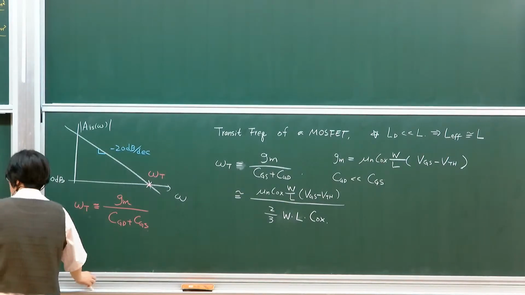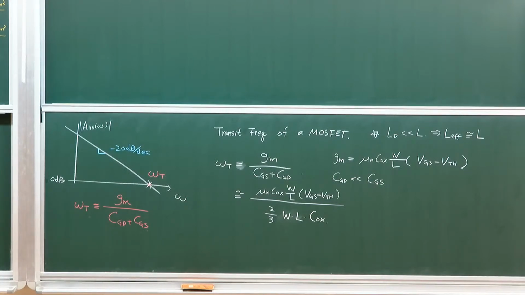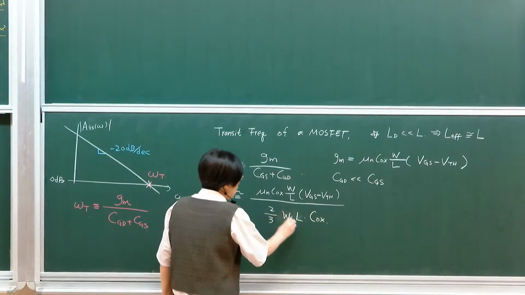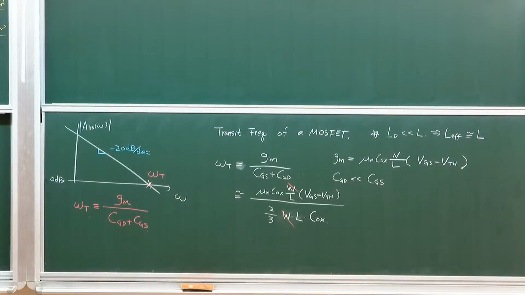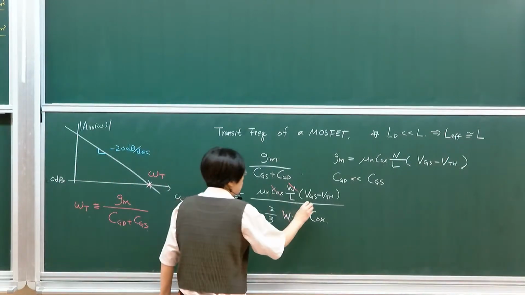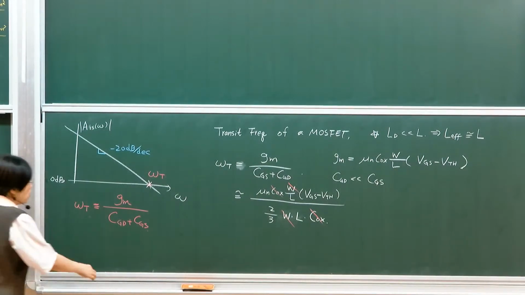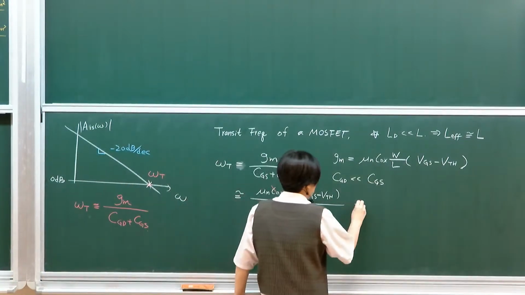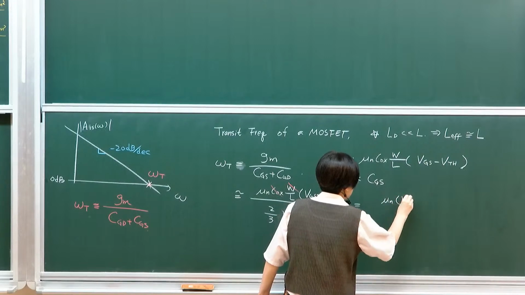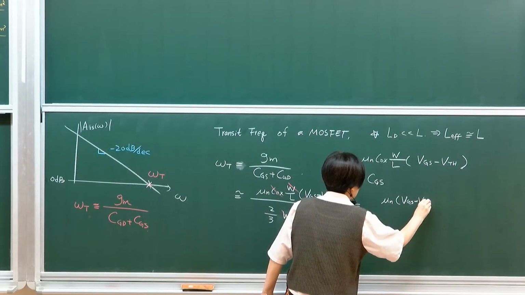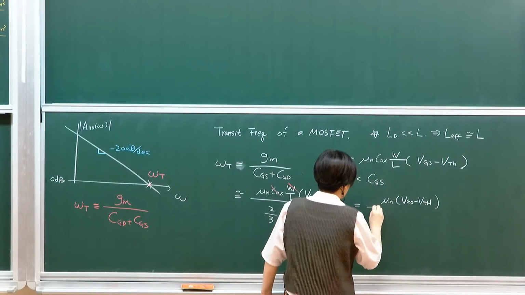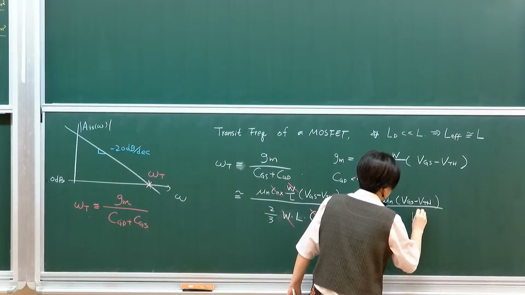For example, if I want to push for a wider bandwidth, meaning that I want to increase my transit frequency, increasing the channel doesn't help because your capacitance increases with the increase of GM. And also, making your transistor with thinner gate dielectric doesn't help because it goes in the same direction. So what you're left with is this, mu n, and there's this constant, it's not very effective.